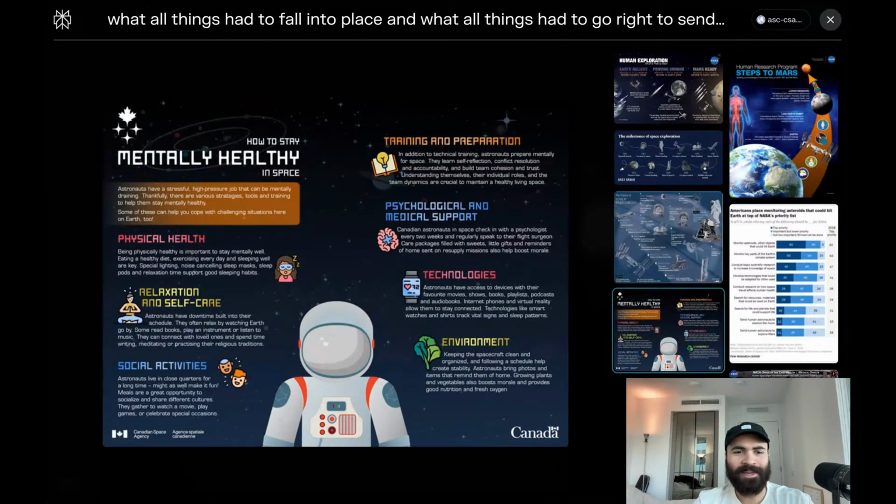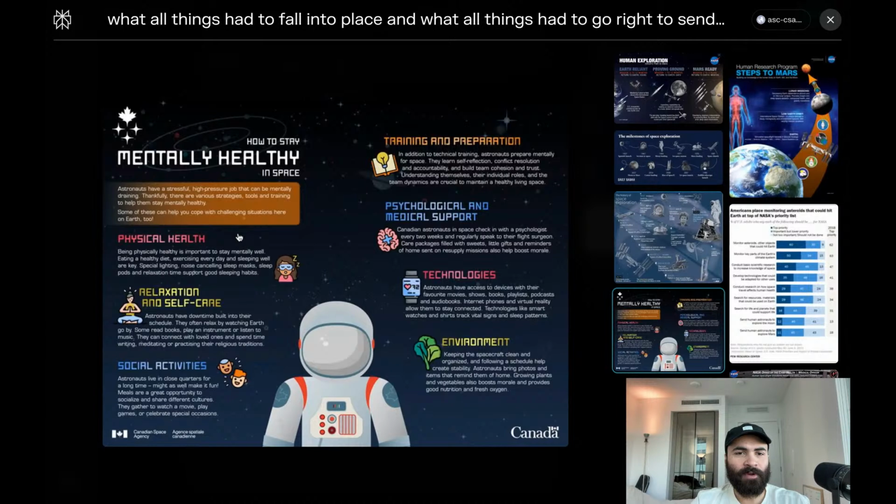How to stay mentally healthy in space? Physical health, just like you stay on Earth. Health, wealth, relationships. Physical health, go to the gym, eat well, meditate for a bit, social activities, training and preparation, psychological and medical support, technologies, environment. Astronauts have access to devices with their favorite movies, shows, books, playlists, podcasts, and audiobooks. Internet, phones, and virtual reality allow them to stay connected. Just like you do on Earth.